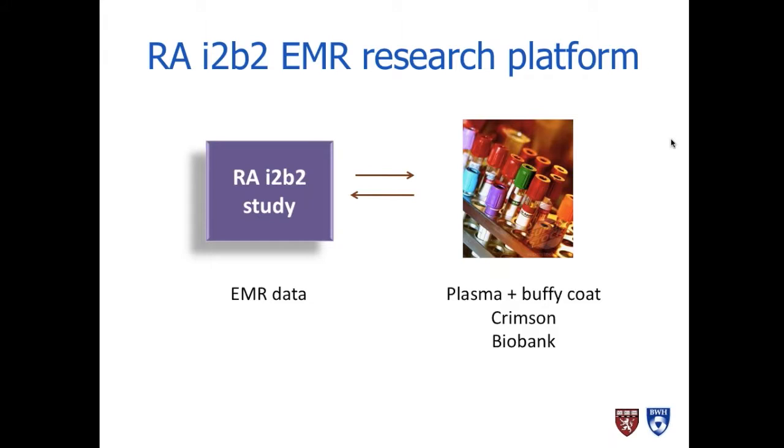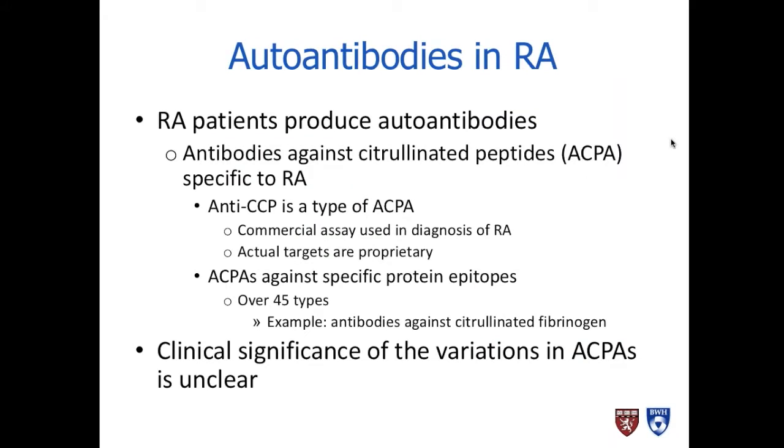So that's our platform. And what you can do with that is, now you have plasma, so we collected plasma and buffy coat. Now you can get genetic data, you can genotype them. And what we did is, I'm interested in their autoantibodies. And so let's go back to the autoantibodies. RA patients produce a lot of autoantibodies. We don't know why, some breaking of tolerance, but there is some specificity in these autoantibodies.